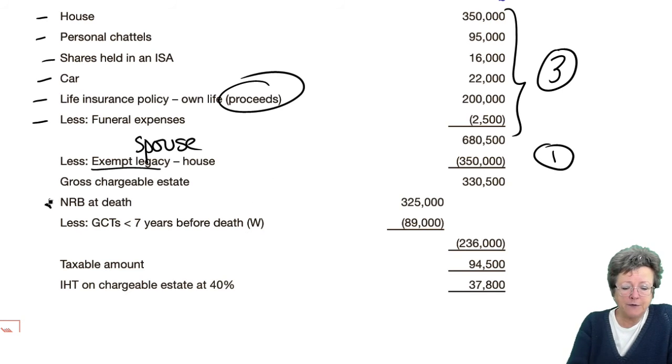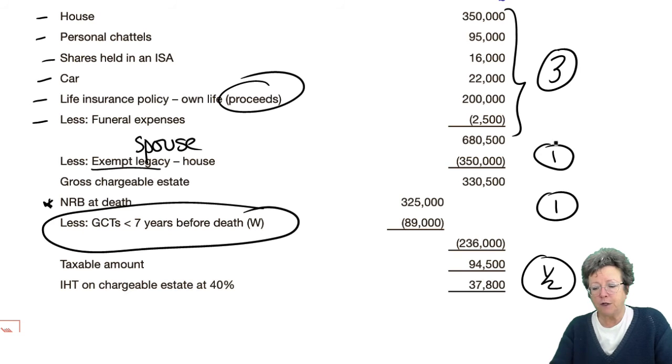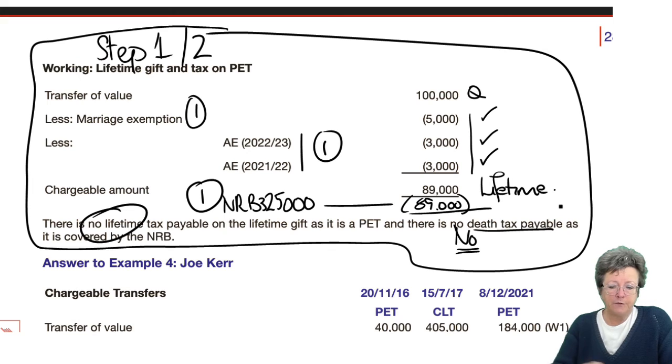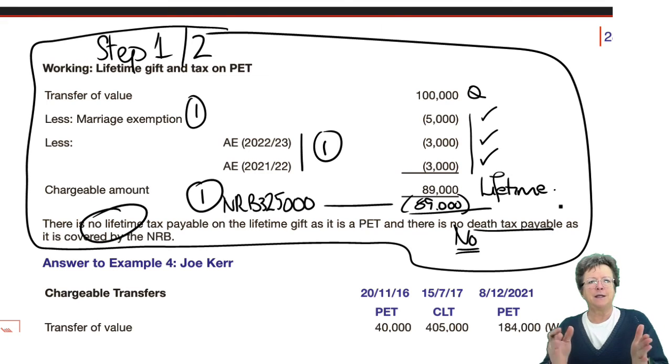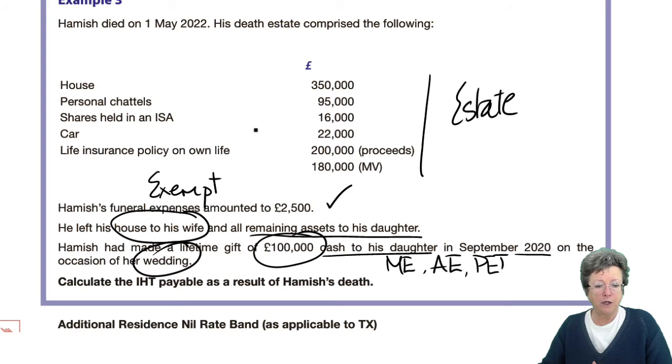Nil rate band at the time of death, less what's been used, and that's where your workings come in. So you're going to get 1 for that. Taxable amount, half for working out the tax at 40%. So that's 3, 4, 5, 5.5, 6, 7, 8, 9 marks. So if they add an extra thing, we could get 10 marks. That is a small section C question in full. That's the kind of question that you could get in a section C question.